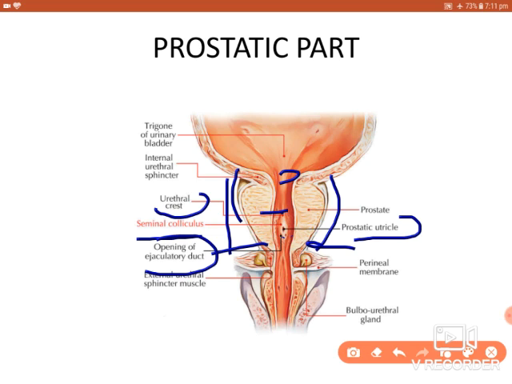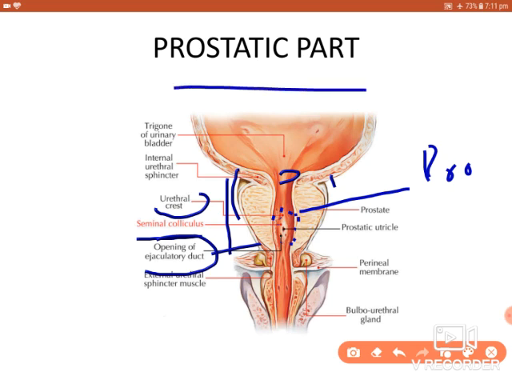Then on each side of this seminal colliculus, you can see there is a space that is called the prostatic sinus. There you can see the openings of the prostate glands. You can see the glands open into that sinus. Okay, that's about the features of the prostatic part of the urethra.